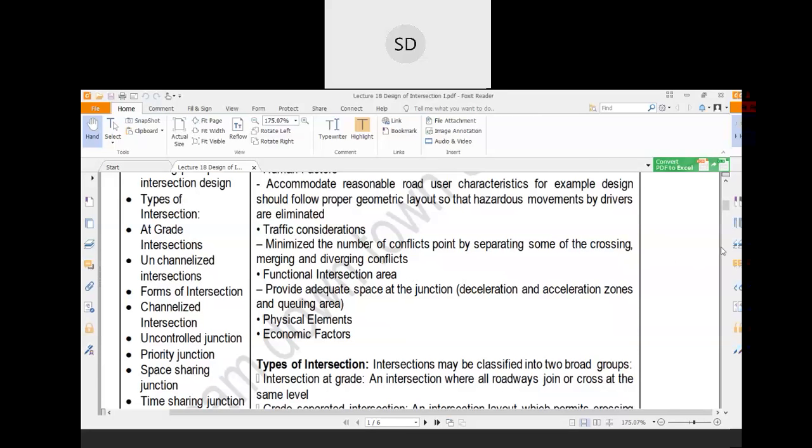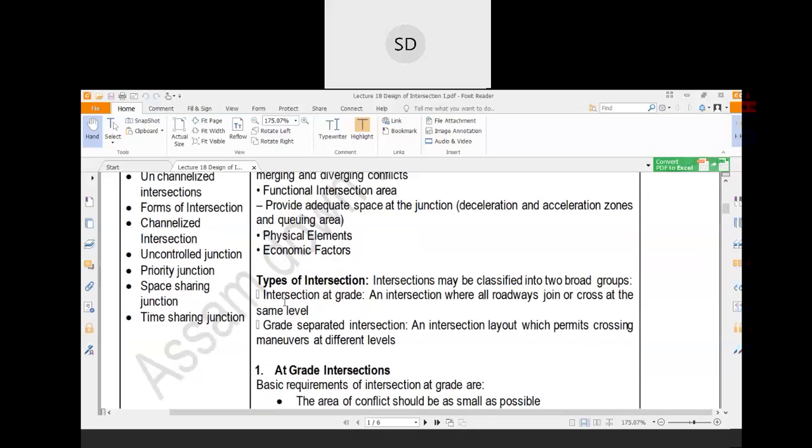Now, coming to the next point, types of intersection. There are different types of intersections. Primarily the intersections are divided into two groups. One is at grade intersection and another one is grade separated intersection. At grade intersections are those intersections which meet at the same elevation. Suppose different roads meet at the same elevation, for example a rotary intersection, or your Narengi-Tiniali. All these types of intersections are at grade intersections.